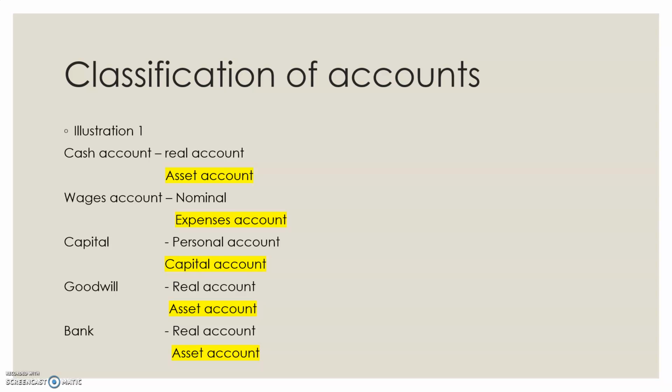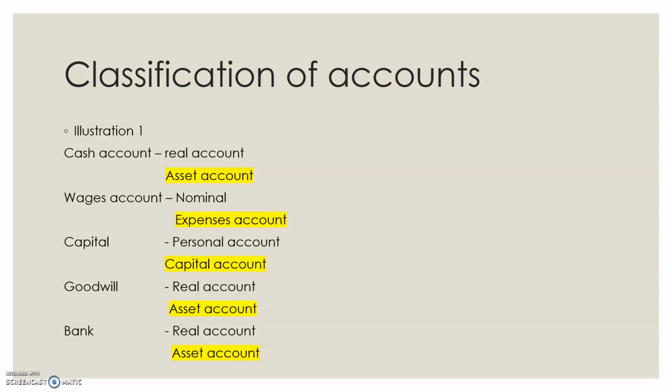We have to classify the cash account. According to the traditional classification, it is an asset account, which means it is a real account. All real accounts represent asset accounts, right? So a cash account is a real account, and according to the modern classification, it will fall into the asset account.